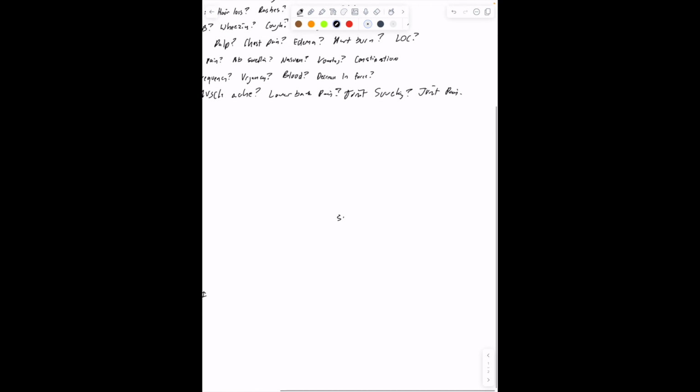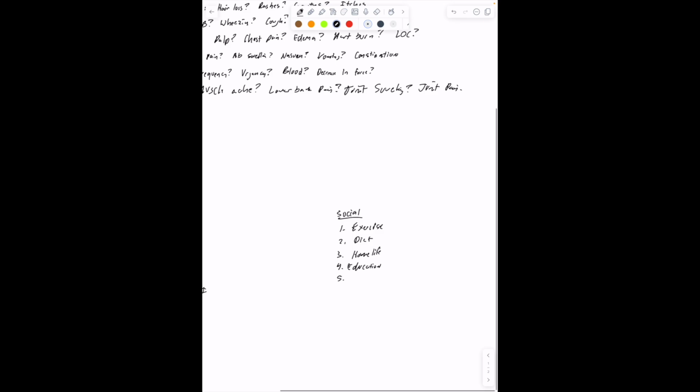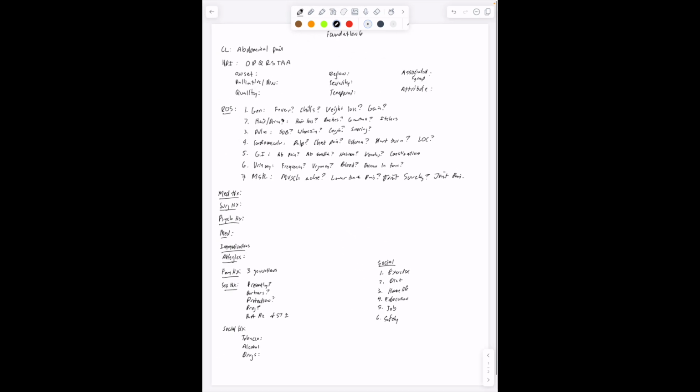And then we'd like to know more about the social history, so exercise, diet, home life, do they live alone, education, what's their highest education level. Then we have what do they do for work, safety, do they wear seatbelts, do they have fire alarms at home, do they keep a gun under lock and key. Okay, and so that's that.